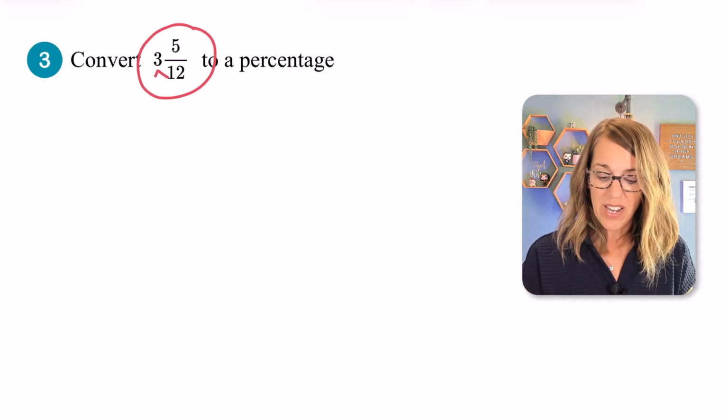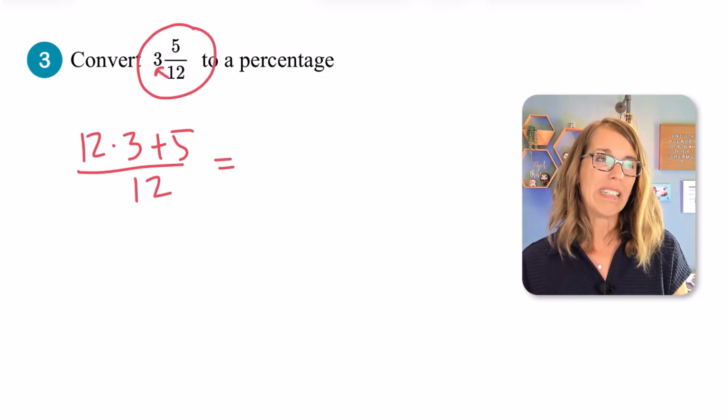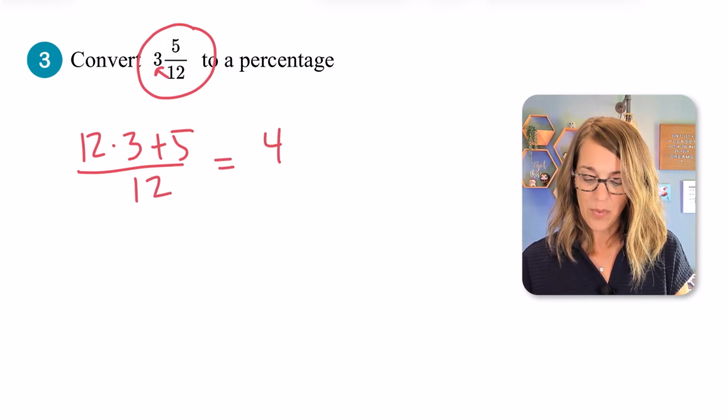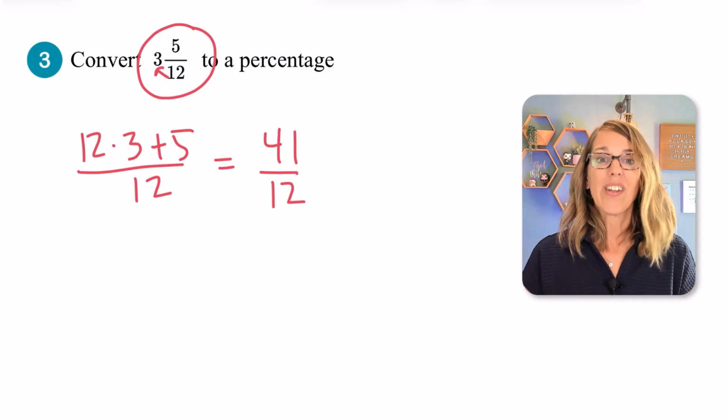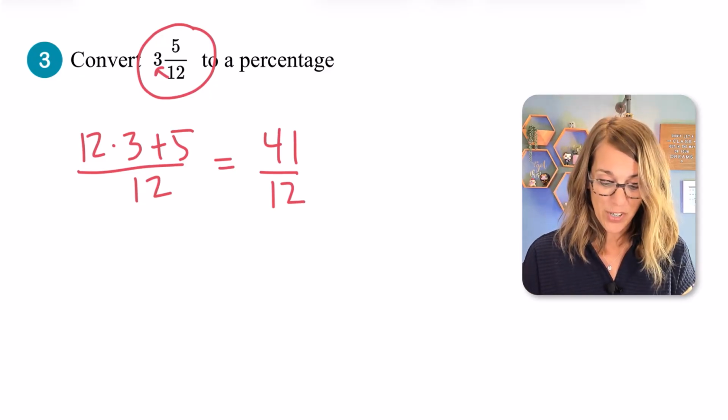So I'm going to start by doing 12 times 3 plus 5, divided by 12. That's going to be 36, so 41. So that's 41/12. Now that I've got this as an improper fraction, I can go ahead and use my proportion method.